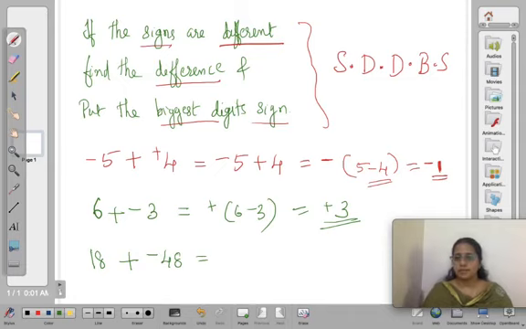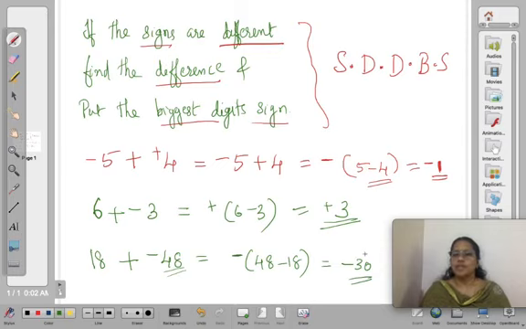18 plus negative 48. One is positive and one is negative. So take the difference, that is 48 minus 18, which is equal to 30. And put the sign of the biggest number here. It is 48, so put that symbol here. So you will get negative 30.